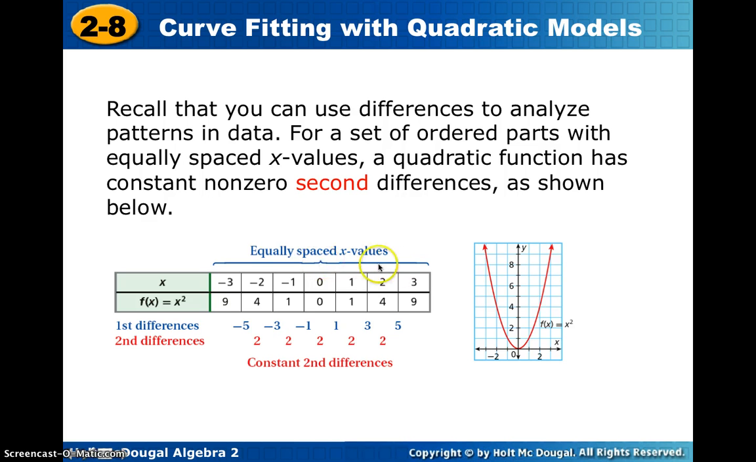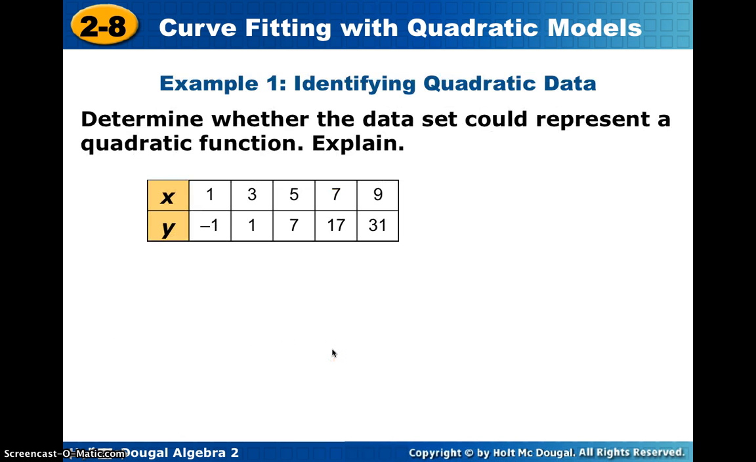So if they give you values in a table and the x values are equally spaced on top, you can subtract the output values on the bottom, and if the second difference is the same, then it's quadratic. And if the differences are not the same for the second difference, then it's not quadratic. So let's look at an example of that.